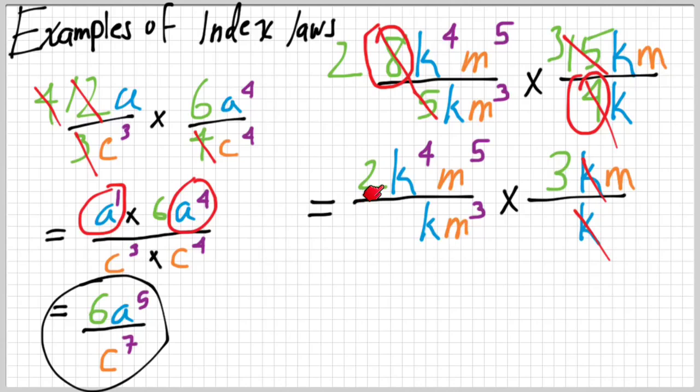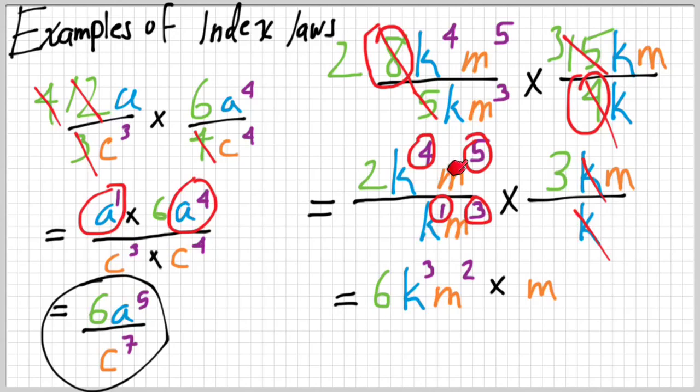The other thing I see is I've got the 2 and the 3. So I'm going to make those into a 6. Then I'll look at these k's. Over here we've got k to the 4th, and we have k, which we know is k to the 1. I'm going to use index law 2, so we've got k to the 4th divided by k to the 1. When we do that, we take these exponents, these indices, and we subtract them. 4 minus 1 is 3. We'll do the same thing for these m's. We've got 5 and 3, and 5 minus 3 is 2. So we get m to the 2.